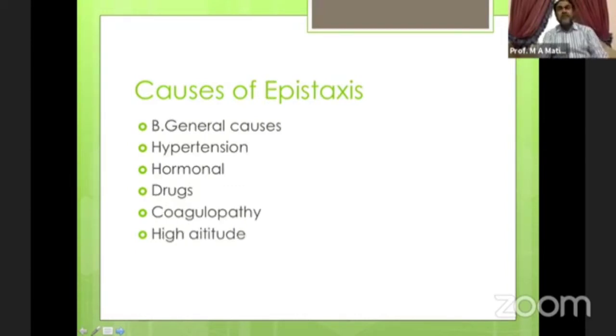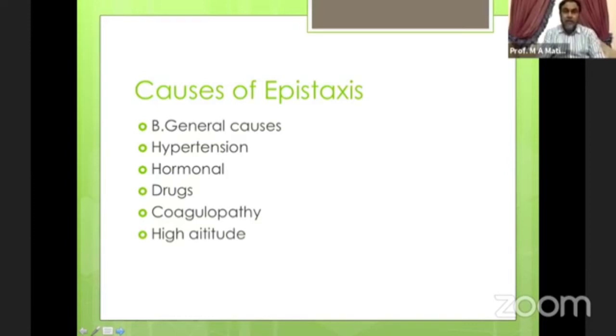General causes of epistaxis: as you know, the patient may have hypertension, raised blood pressure. The patient may have hormonal causes, like pregnancy, which is one of the commonest causes of epistaxis because of hyperdynamic circulation. Pregnancy is an important cause. Some drugs are also an important cause, like in patients taking aspirin, warfarin or anticoagulant drugs. They can cause epistaxis. The patient may have a bleeding or protein deficiency like coagulopathy, factor 7, 8, 9 deficiency.